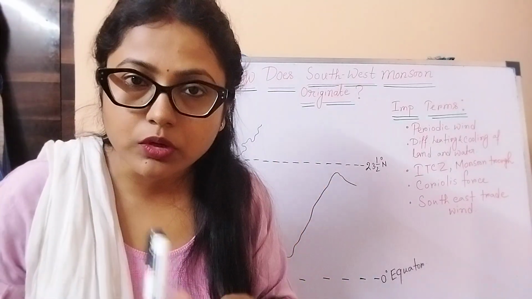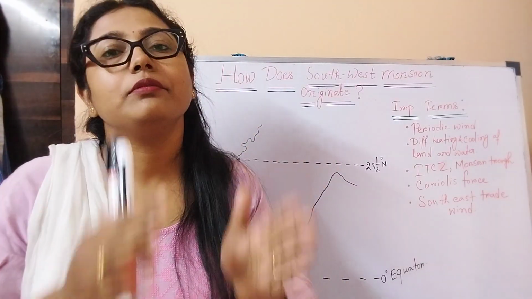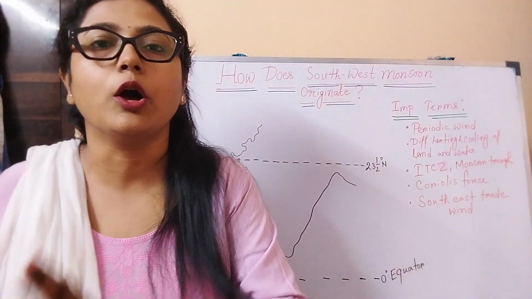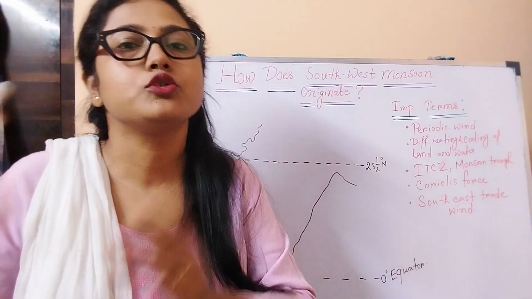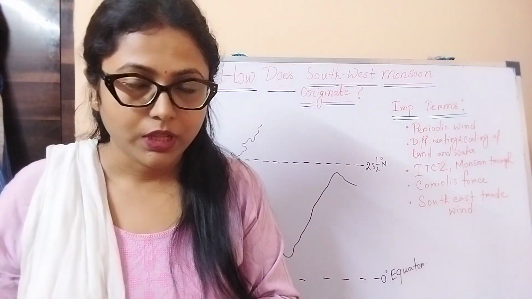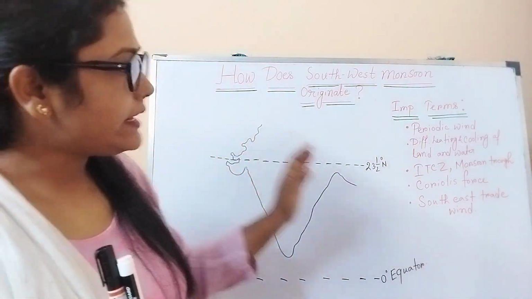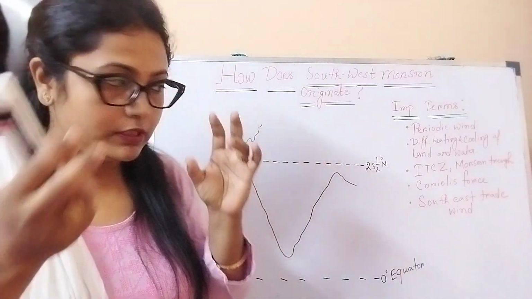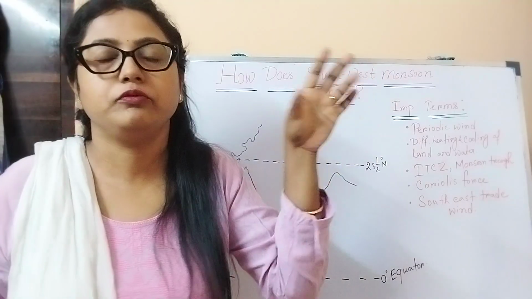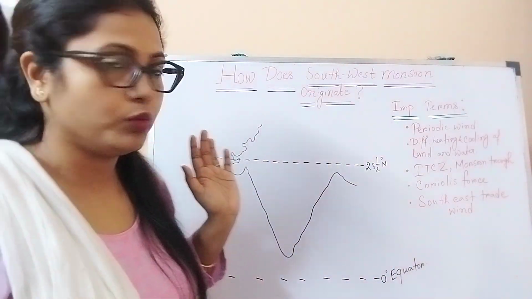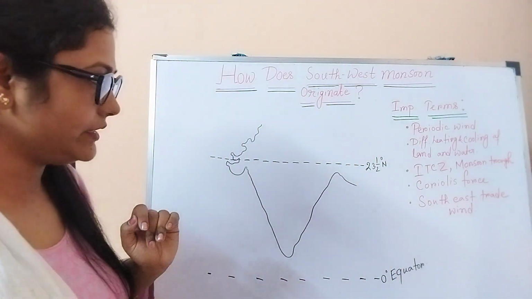Because monsoon is related to the differential heating and cooling of the land and water, and heating and cooling means pressure also will be changed, right? So let us now understand the main function of this monsoon, how it is generated.